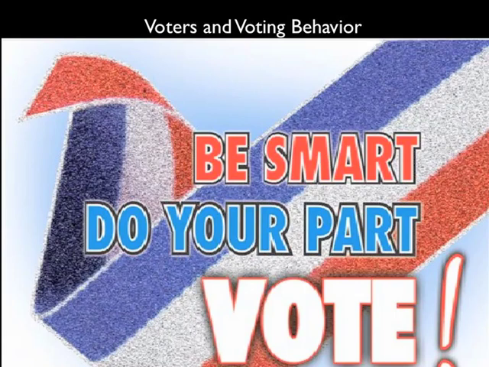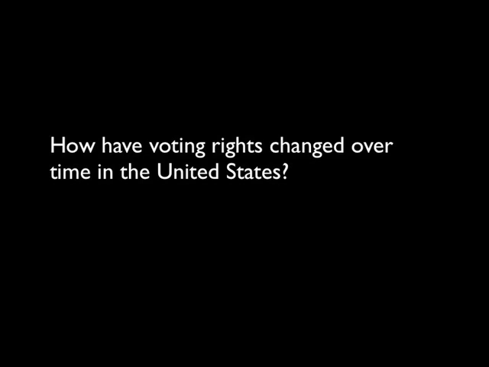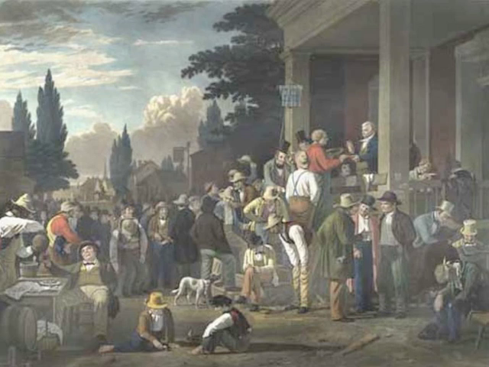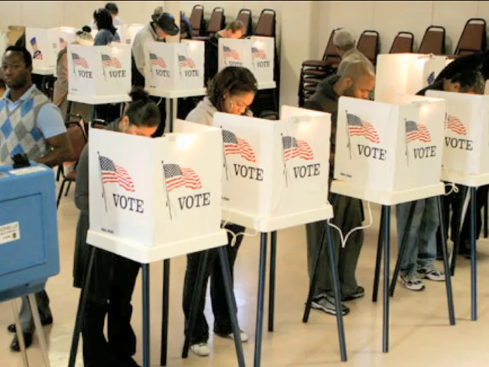This lesson is on voters and voting behavior. How have voting rights changed over time in the United States? Initially, the right to vote in America was limited to white male property owners. Today, the size of the American electorate is greater than 200 million people. Nearly all citizens at least 18 years of age can qualify to vote.